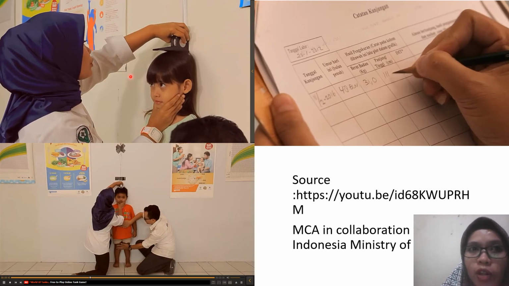Measurement of height in overweight children sometimes does not allow the back of the body to be against the wall entirely, so that only some parts are against the wall, for example head, bottom, and heel.